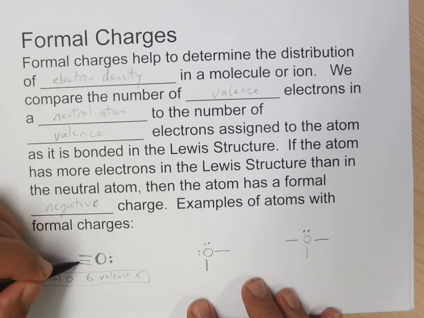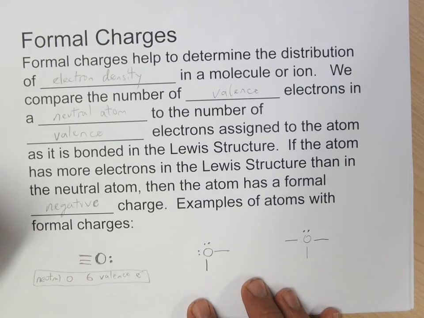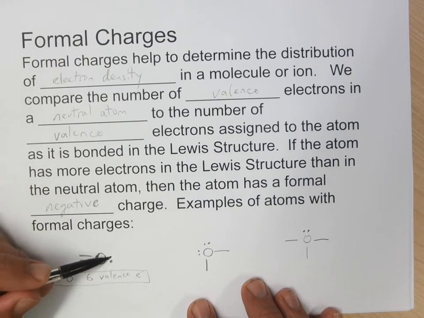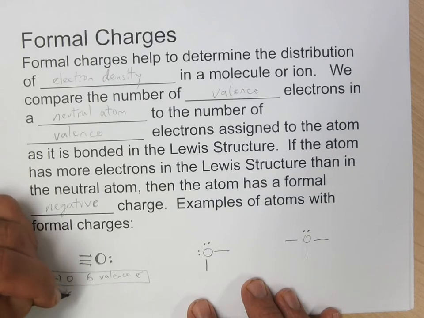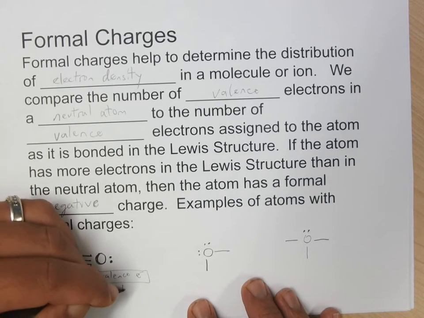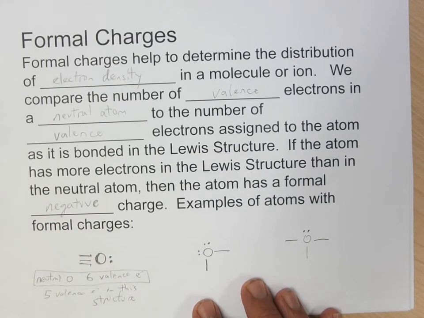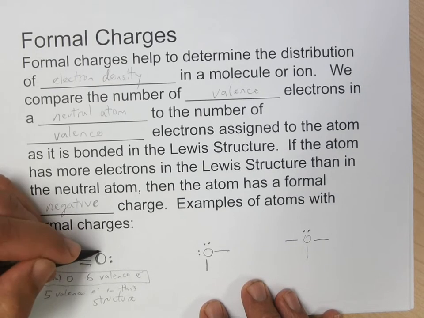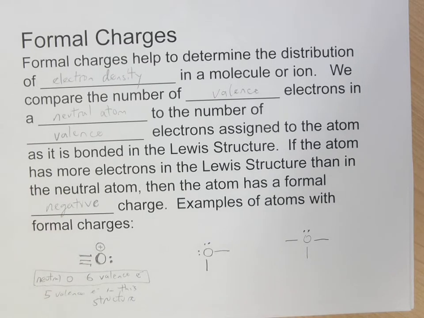Now, when an oxygen is triple bonded with a lone pair, like in carbon monoxide, then we assign 1, 2, 3, 4, 5 electrons to it. So this has 5 valence electrons in this structure, whatever it is. So that's 1 less, so that makes an oxygen, when it's triple bonded to some other element and obeying the octet rule, have a positive 1 formal charge, because in this structure it has 1 fewer electron than it would be if it were a neutral oxygen.